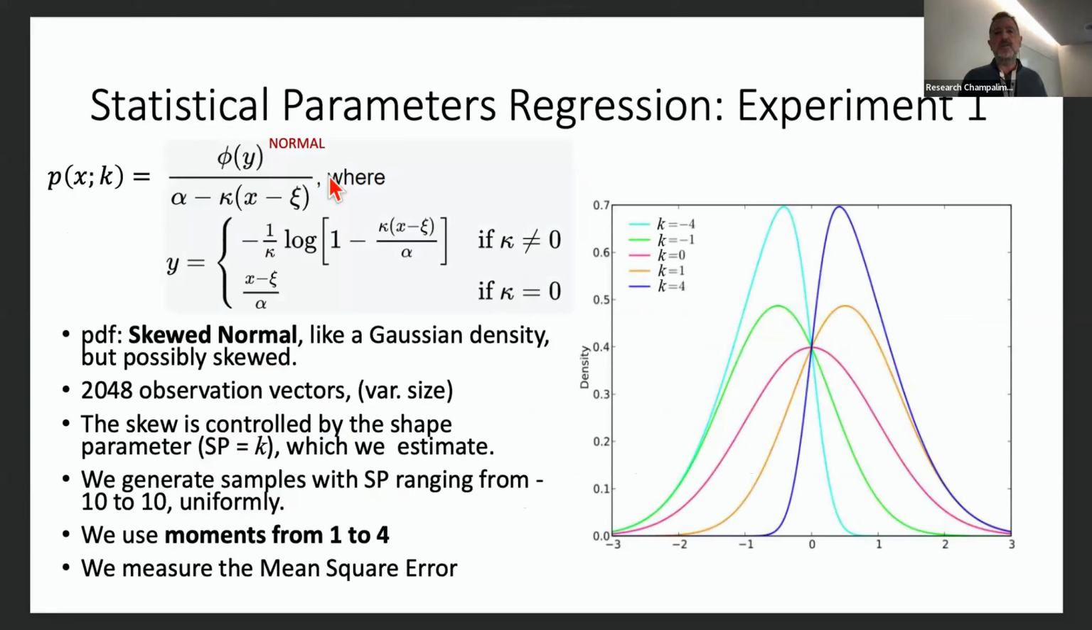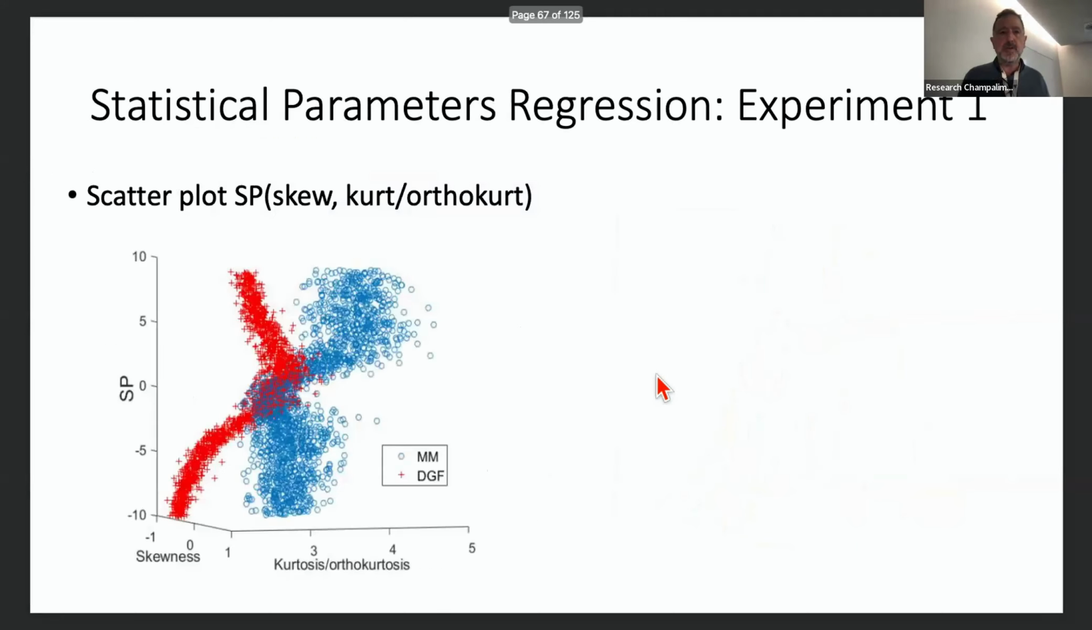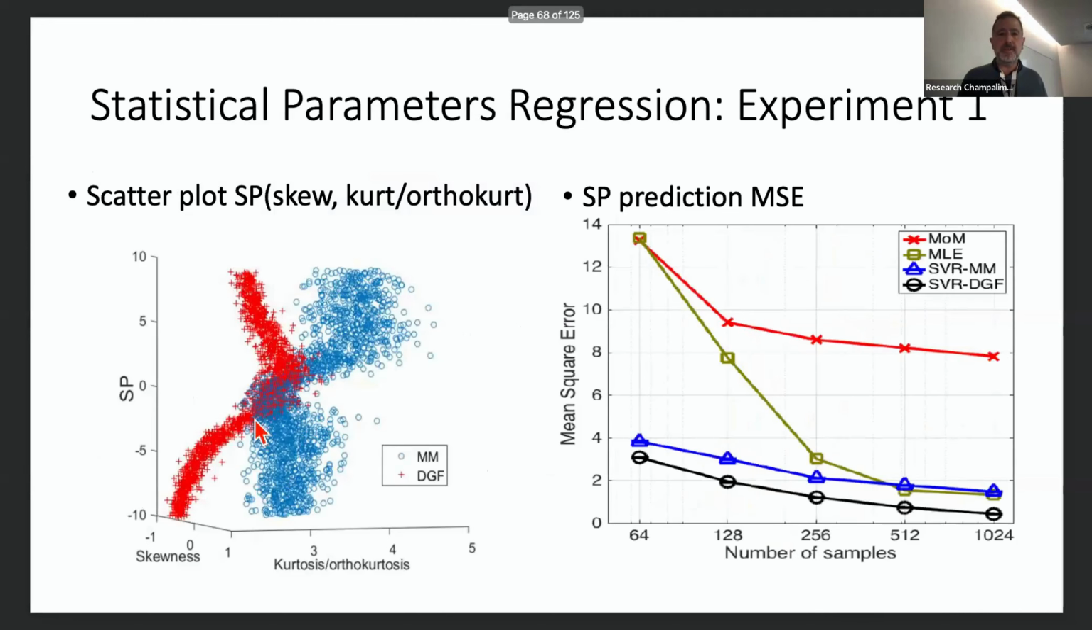So here is a skew normal. It has a shape parameter, and we want to estimate the shape parameter. The red one, which is much more concentrated, is the location of the samples in the space of the skewness, kurtosis, and shape parameter. And this is using the standard moments. So it's much more concentrated.